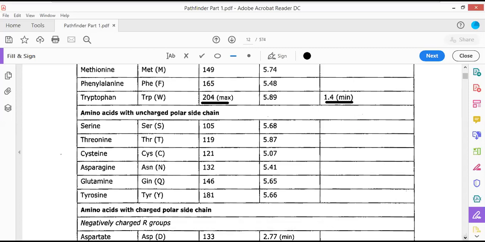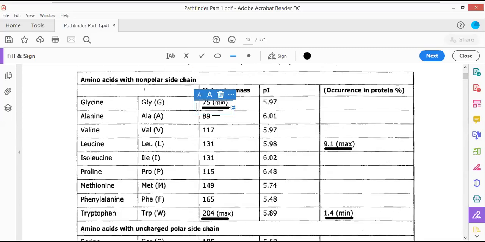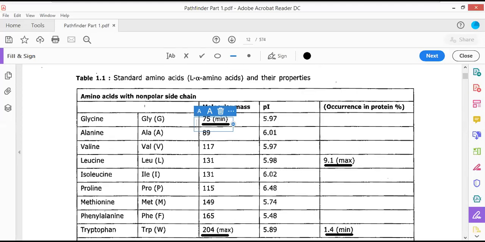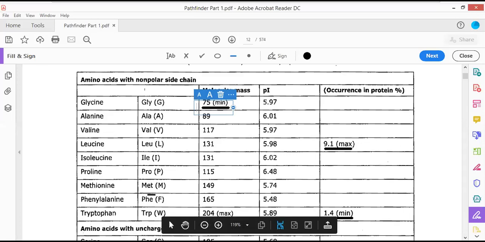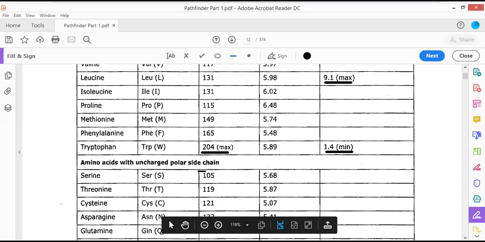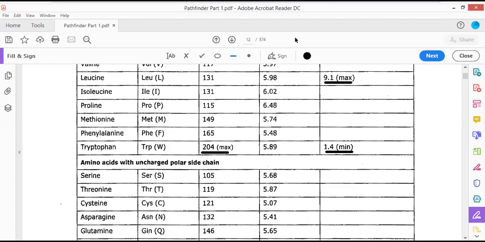Now, amino acids can be classified on the basis of the charge present on their side chain. The amino acids with non-polar side chains are glycine, alanine, valine, leucine, isoleucine, proline, methionine, phenylalanine, and tryptophan. Whereas charged polar side chain means that the side chain contains some charge present over itself.